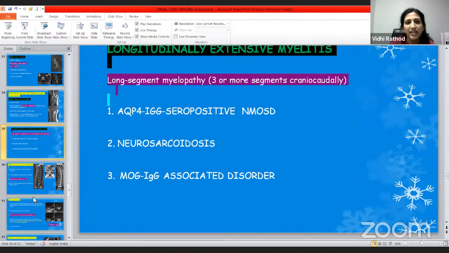Then we have longitudinally extensive myelitis. There's a long segment myelopathy. So MS has two or fewer segments, and in longitudinally extensive myelitis we have three or more segments of involvement craniocaudally. In that, we have three entities: NMO, neurosarcoid, and MOG antibody associated disorders.